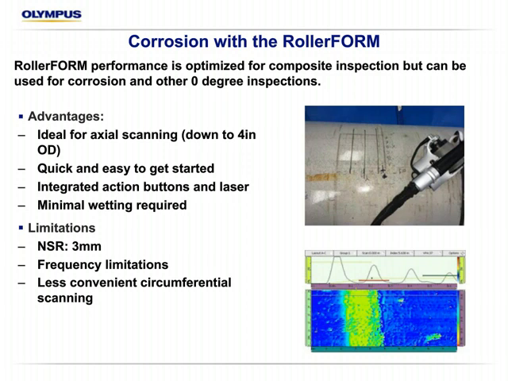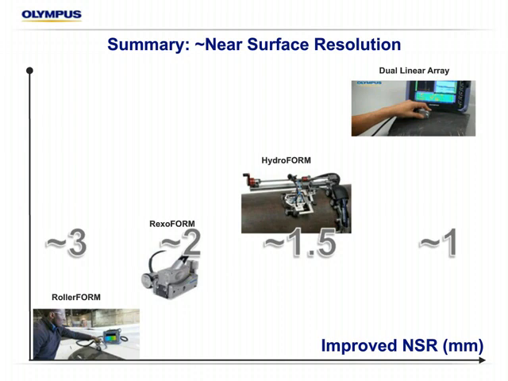So there's a kind of résumé based on near surface resolution. By near surface resolution we mean not having a dead zone, the ability to resolve reflectors very near the surface that we're inspecting from. Obviously, if you want to be able to detect something that could be very critical, something within 1 millimeter of the surface opposite your testing, the dual linear array is going to have the best capability of doing that.